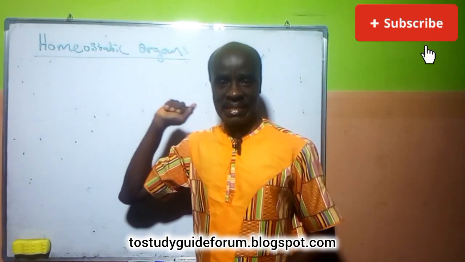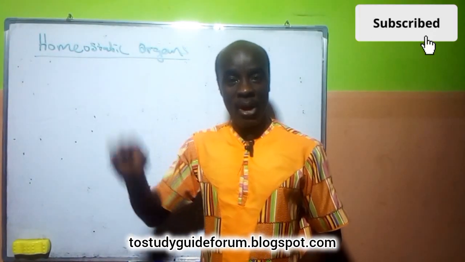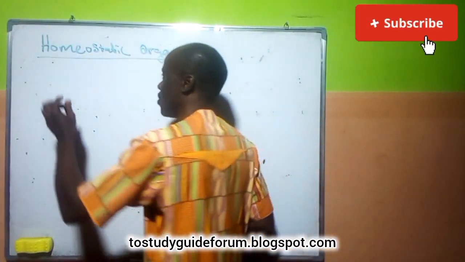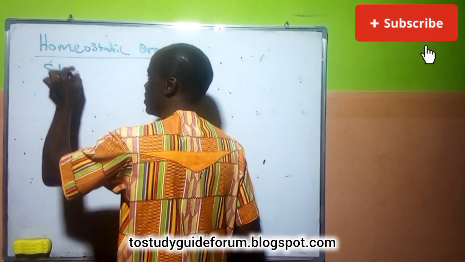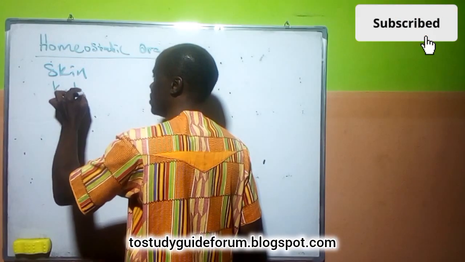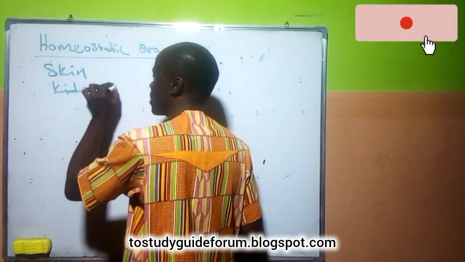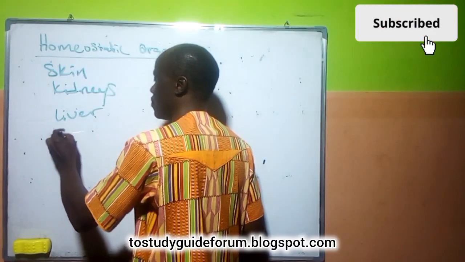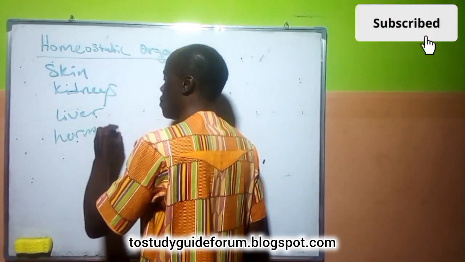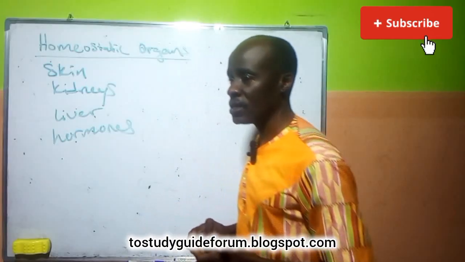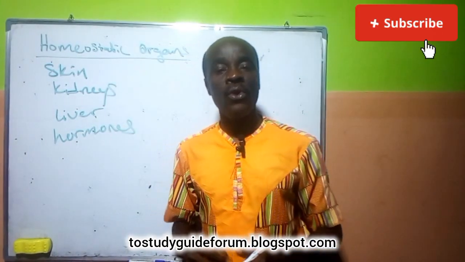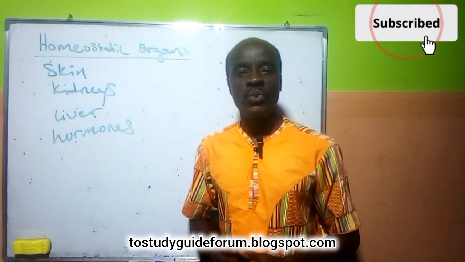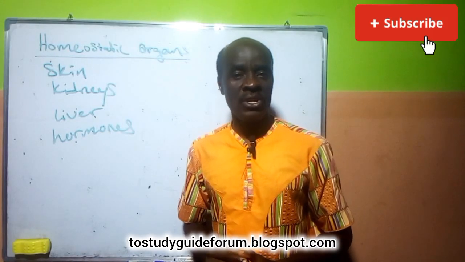Homeostatic organs. Now, we have some examples of homeostatic organs in the body. We have the skin, we have the kidneys, we have the liver, and we have hormones. These are examples of homeostatic organs. Why do we call them homeostatic organs?